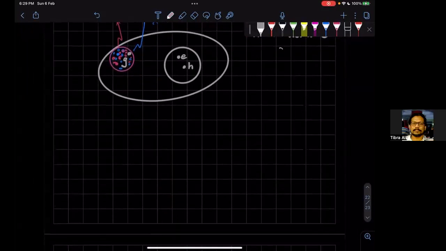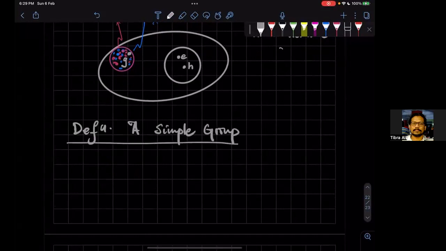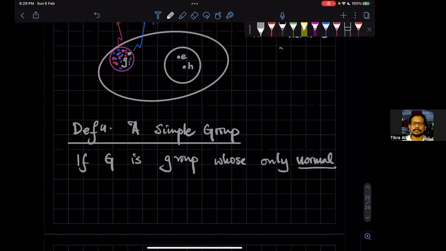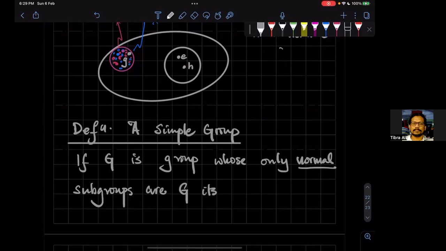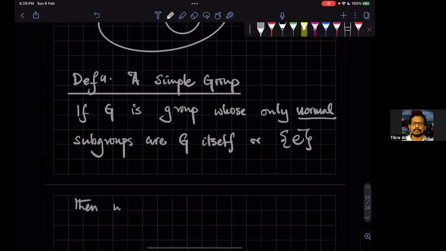All right, so let's have a few more definitions. A simple group, and this is something which is very useful. We will find it very useful later on. So if G is a group whose only normal subgroups, it can have other subgroups, but normal subgroups, are G itself or the identity element, then we say G is a simple group.